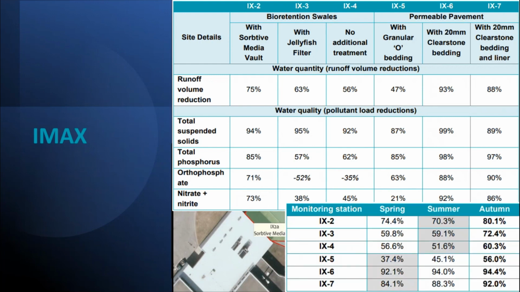We can also see from spring, summer, and autumn the reductions that occurred. So you can see the lowest are highlighted in gray for the lowest reductions for the different monitoring station sites in each of the different areas. And you can see overall the highest reduction of water quantity and runoff volume reductions was mostly in the autumn for each of those monitoring stations.